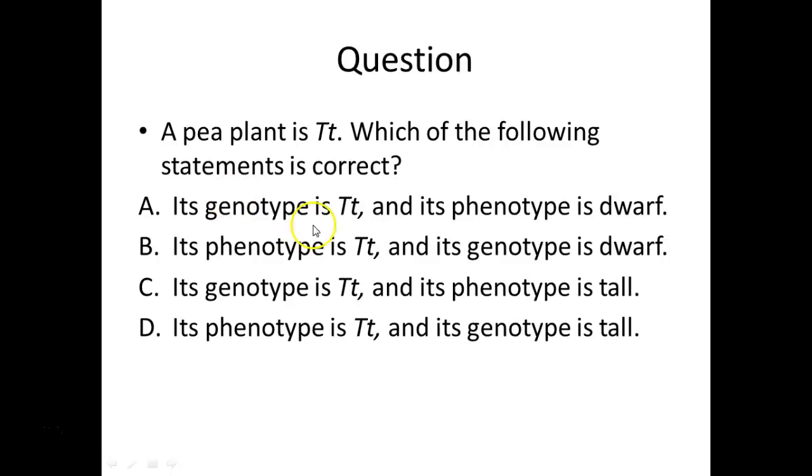Okay. So this phenotype. Is that how we write a phenotype? No, that's a genotype. So that one's wrong. For this genotype, its phenotype is tall. This is the one that's correct, because they switched the wrong terms here. So it's C.